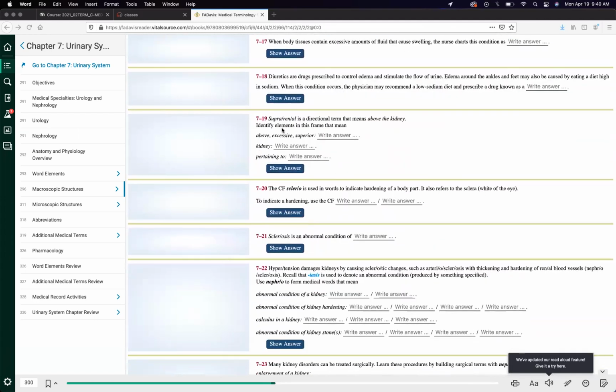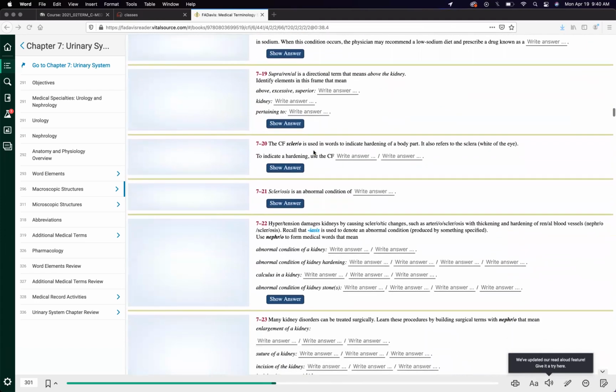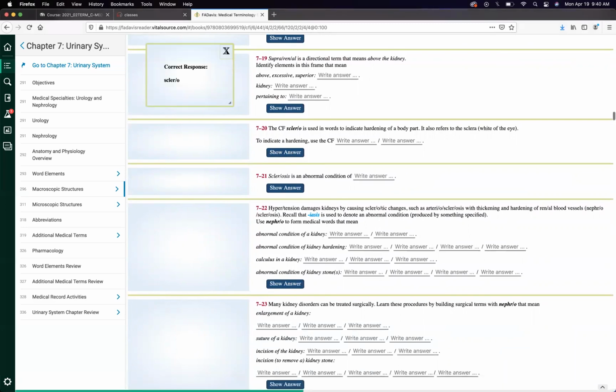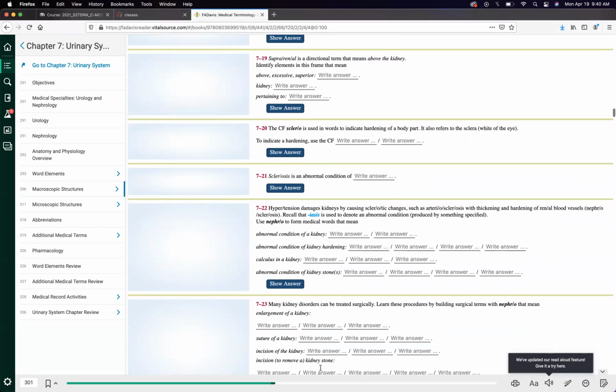So suprarenal or your adrenal gland is above your kidneys. Sclero means hardening. So let's see, show answer. If my ureter is sclerotic, that means it's starting to harden up, because that's the next step after inflammation.